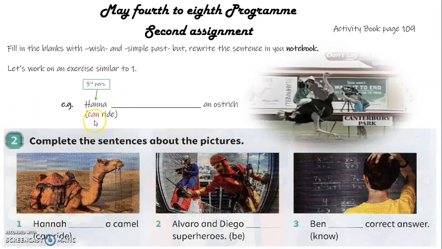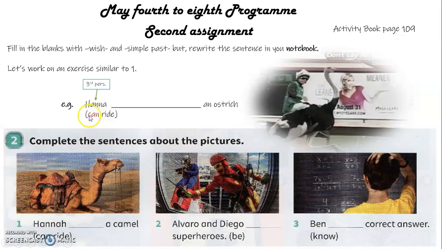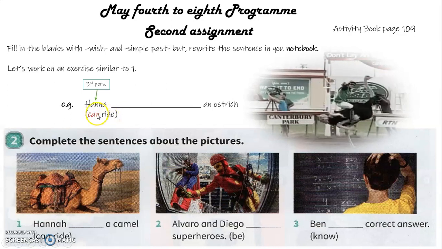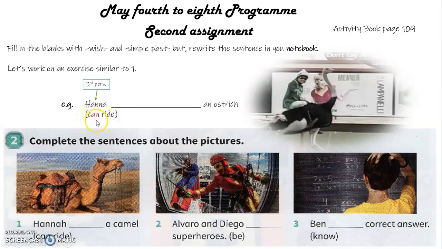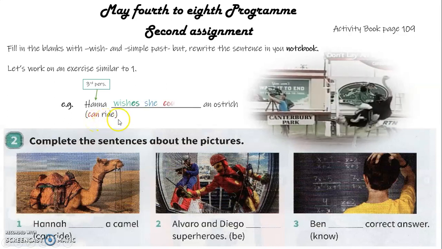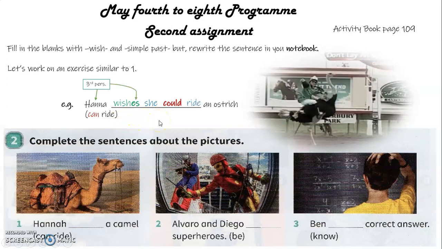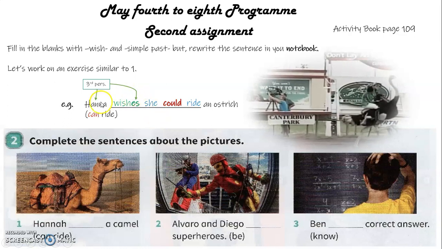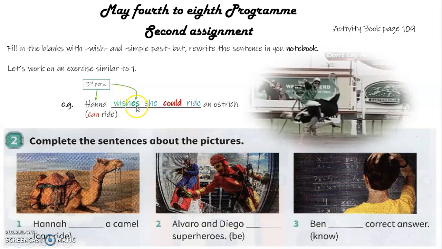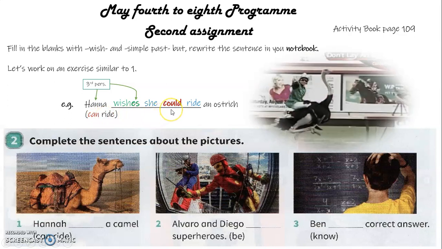After that, we're going to check the verb. The verb that is important here is can, not write. So we need to know the past of can. So the answer is Hannah wishes she could ride an ostrich. Remember, because Hannah is third person, we added es to wish. And the past tense of can is could.